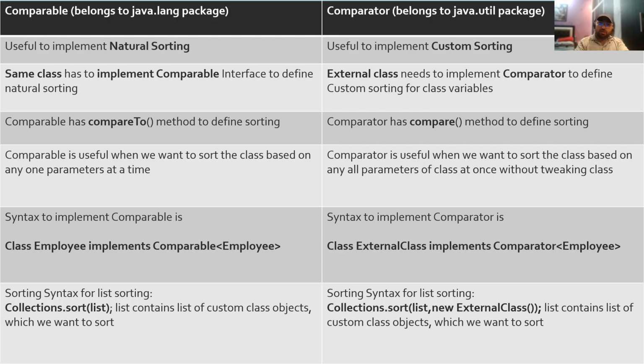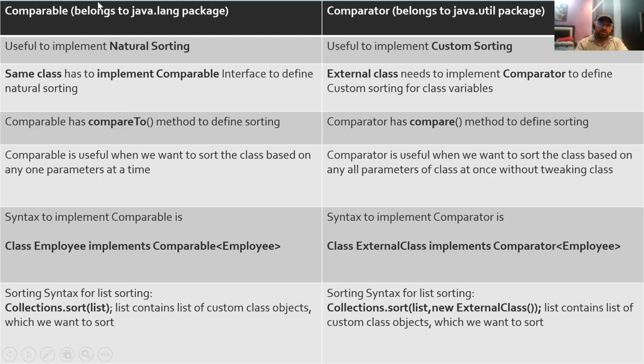So in today's lecture, we'll be discussing the differences and similarities between Comparable and Comparator. So let us start with the similarities. Comparable and Comparator both are interfaces. So this is the first similarity, and Comparable and Comparator both are used to achieve sorting in Java. So this is another similarity.